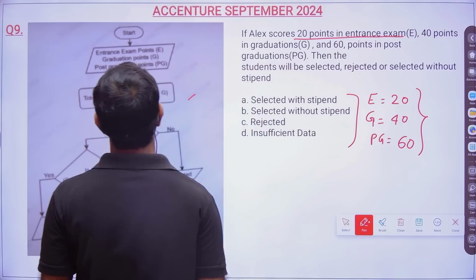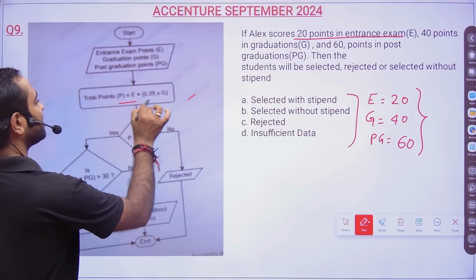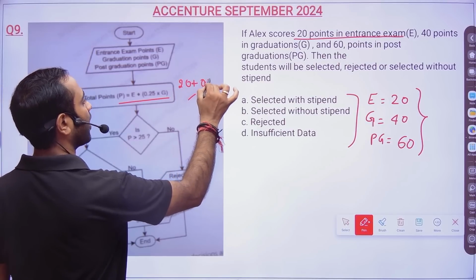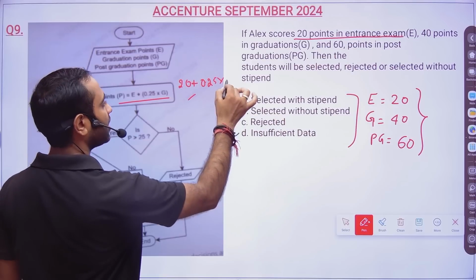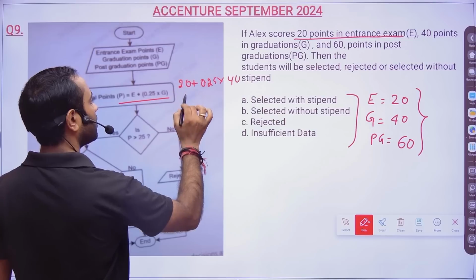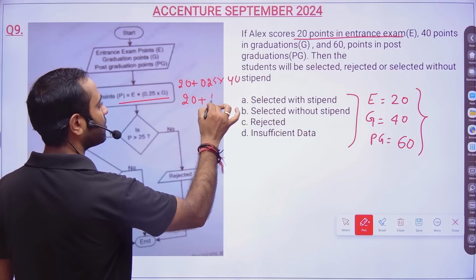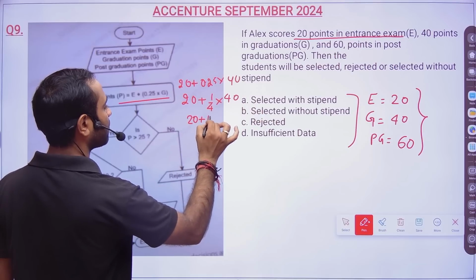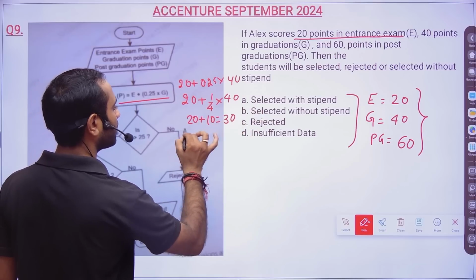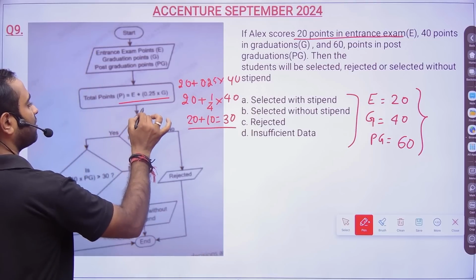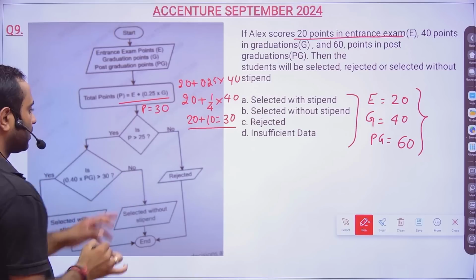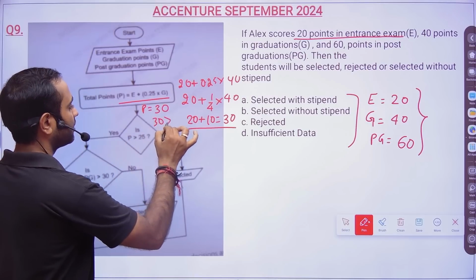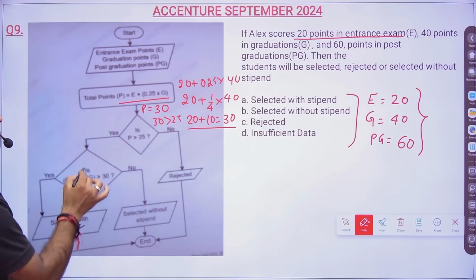without a stipend. So friends, the total point P equals E plus 0.25 into the graduation point. E is 20 and the graduation point is 40, right? So 20 plus 0.25, which is 1 by 4, into 40. So 20 plus 10 will be equal to 30. Clear? So the value of P is nothing but 30. So is P greater than 25? Yes, 30 is greater than 25, right? There is nothing to ask here.